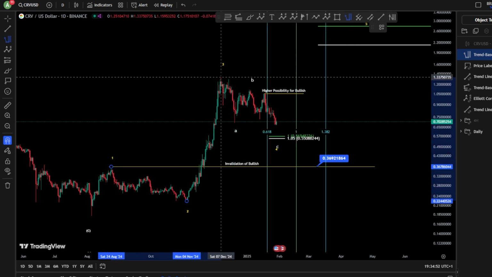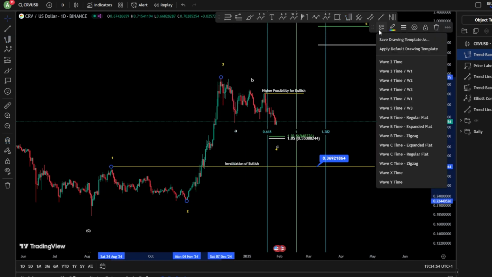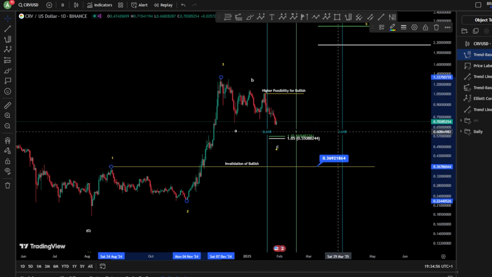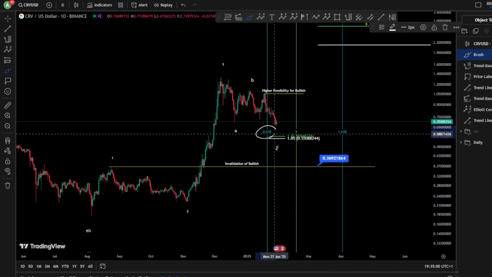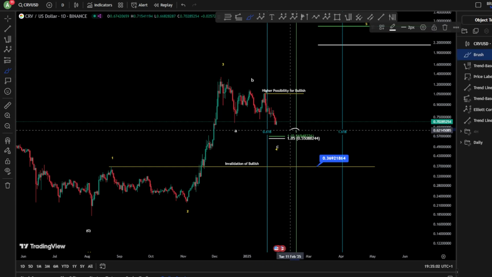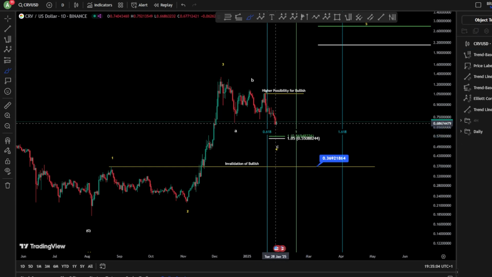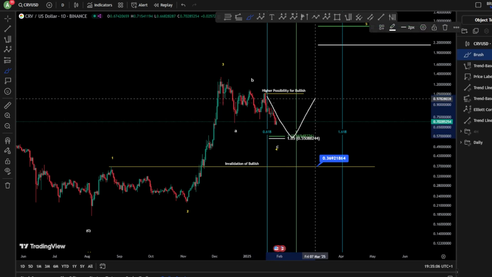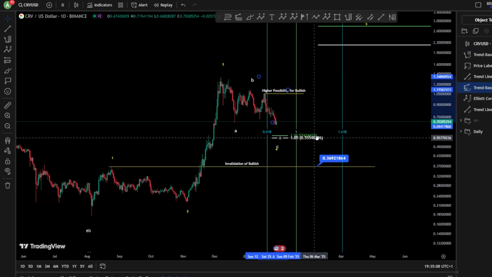Now, if we take the time here as a reference for our wave 2, and we base it here on the wave 3, we can see that the time required for a wave 4 over a wave 2 has reached the minimum requirement, which is the 0.618. However, much more preferably is to reach, of course, this 1 to 1 fib level and move for higher prices again.